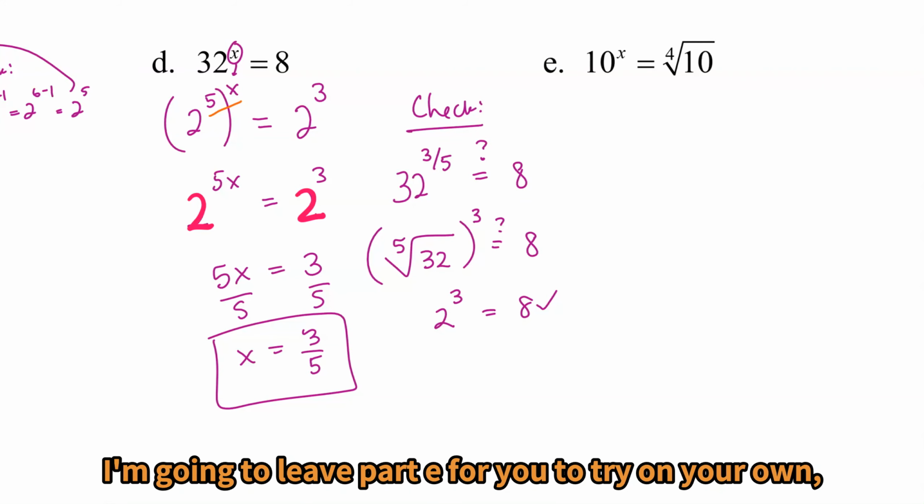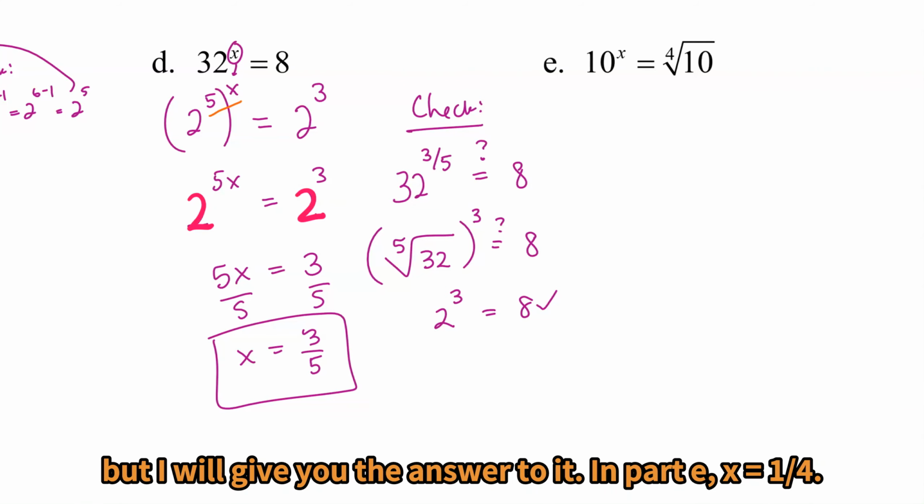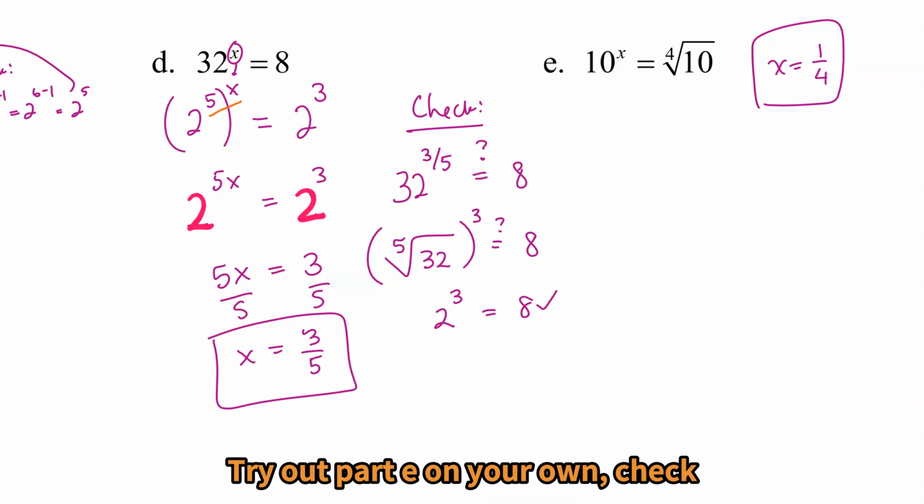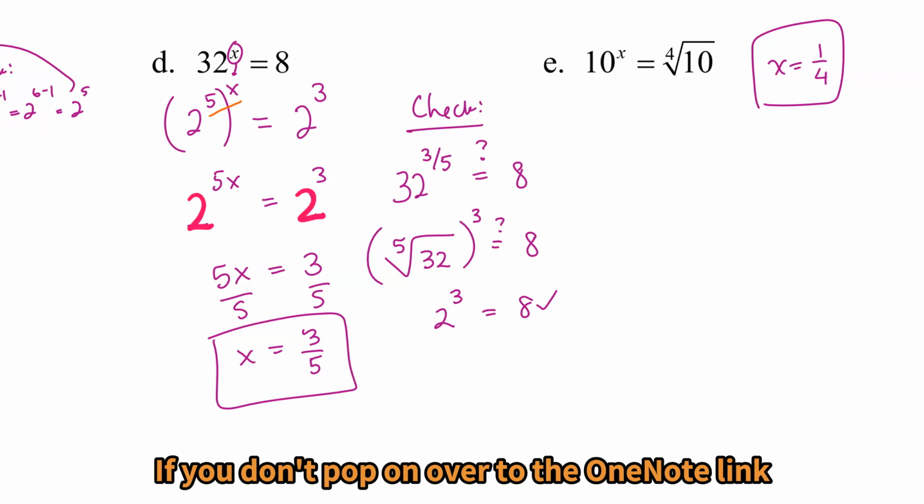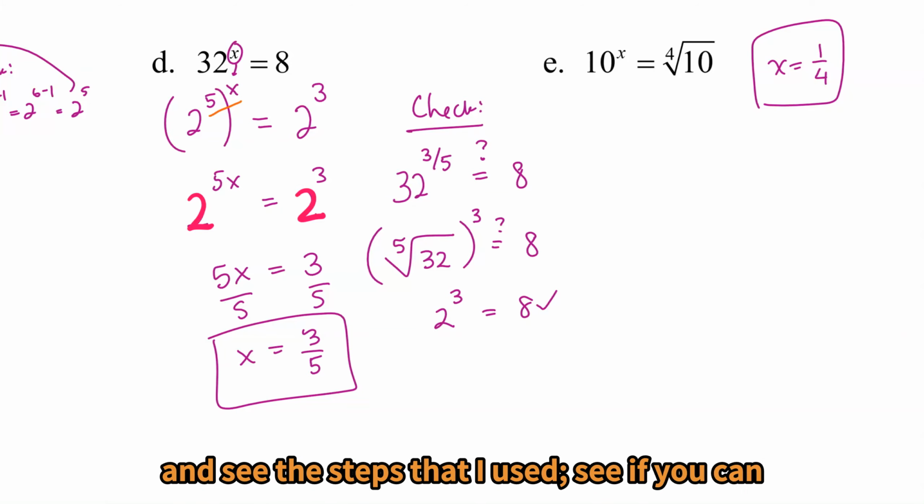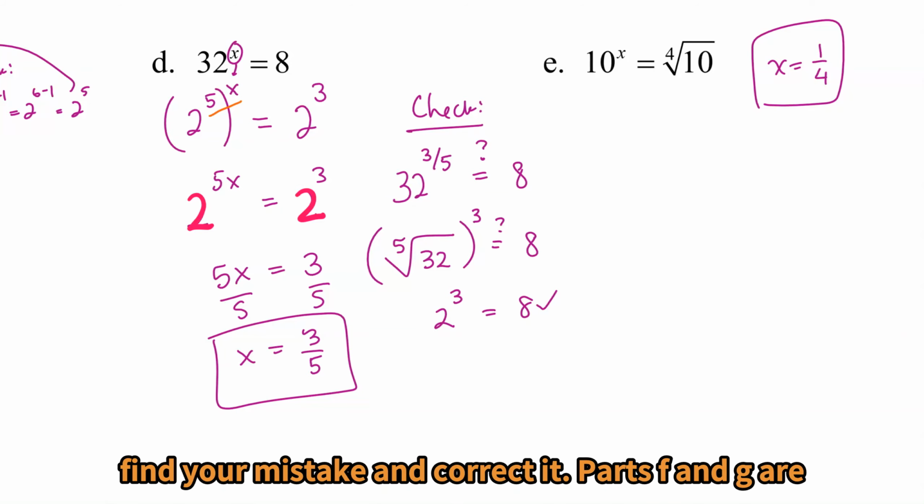I'm going to leave part E for you to try on your own, but I will give you the answer to it. In part E, x equals 1/4. Try out part E on your own. Check to see if you get x equals 1/4. If you don't, pop on over to the OneNote link and see the steps that I used. See if you can find your mistake and correct it.